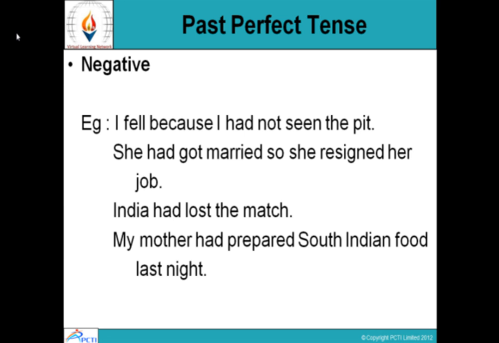She had got married, so she resigned her job. First, what action happened? She got married. So to talk about this action, we are using past perfect tense. She had got married, so she resigned her job. Later action, as a result of her marriage, she resigned. Later action will be told in simple past tense. So she resigned her job. India had lost the match. My mother had prepared South Indian food last night.